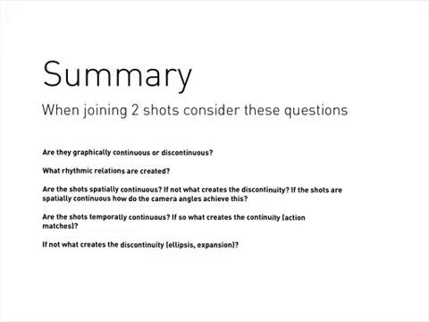So where were we? Are the shots temporally continuous? If so, what creates that continuity? So there was the action of running. They're all running. They're all in a different space, but we're all doing it at the same time. And if not, what creates discontinuity? Is there ellipsis? Is there expansion? Are we seeing something as a whole, or do we see glimpses of a bigger story?